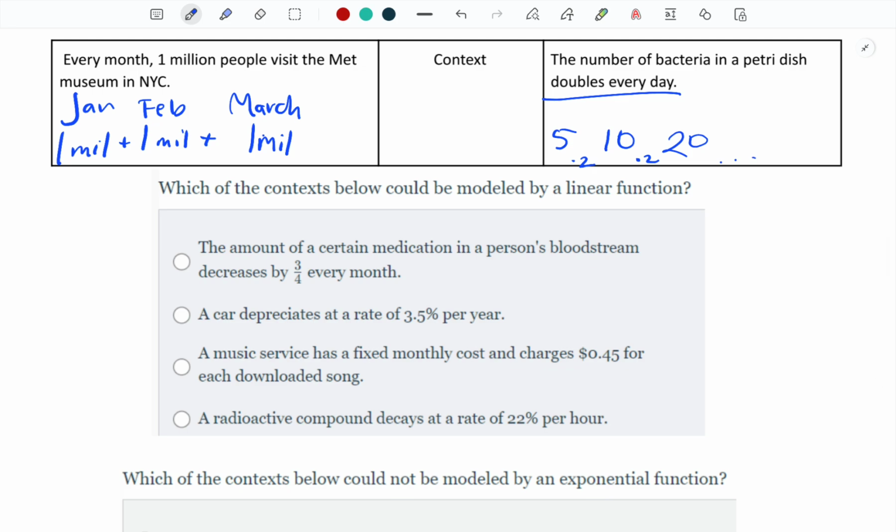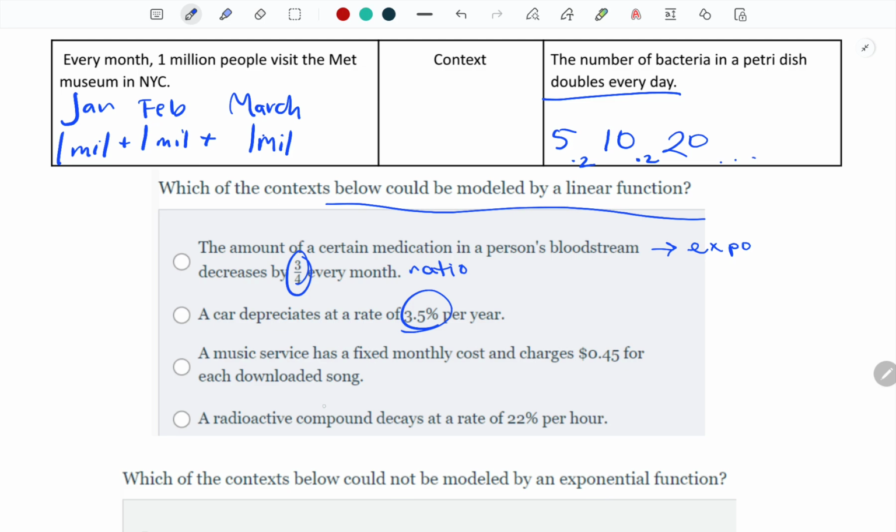This is the first section of our homework. It's multiple choice. Which of the contexts below could be modeled by a linear function? Remember, linear grows by adding, and it grows by a slope, not a ratio, fraction, percent, or a factor. Okay, so let's take a look. The amount of a certain medication in a person's bloodstream decreases by 3/4 every month. 3/4 is a fraction, aka a ratio. So I know that this is going to be exponential. I'm just going to write expo for short. I don't even have to read that, but let's do it.